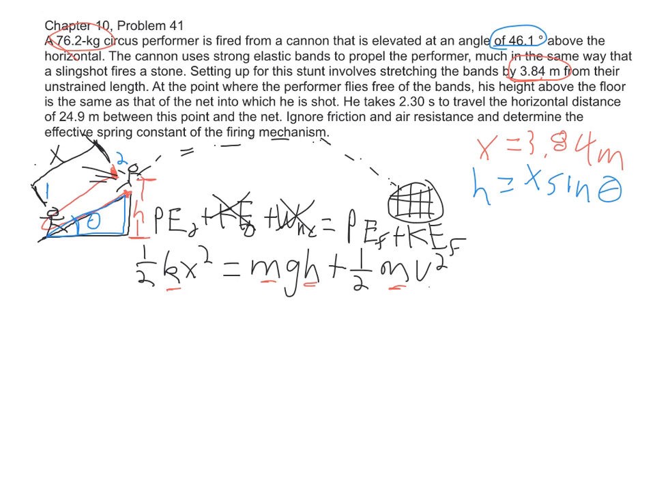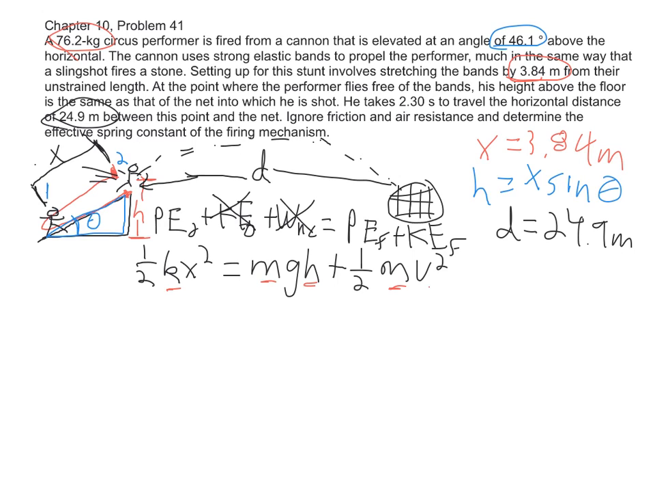Oh, that's cool. So how do we find what v is equal to? For v, we have to look at the rest of the information given to us. We're told that this distance that he travels once he's launched, maybe I'll call it d, is given to us. We're told that d is equal to 24.9 meters. So what we can do is use projectile motion.